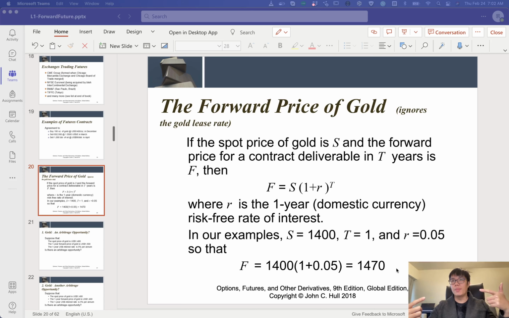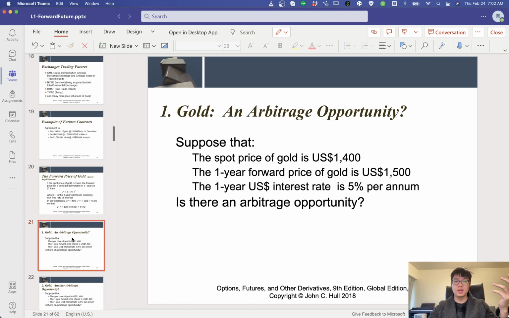So what will happen if the market price is above or below this number? Let's take one example in the next slide. In the next slide, I give you the same example. However, one more piece of information is that the 1 year forward price of the gold in the market now is 1,500, which is above the theoretical value of $1,470. Remember in the previous slide.